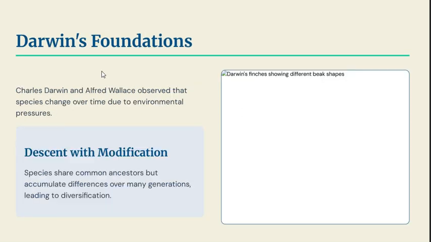But okay, so first you need to learn about Darwin. Charles Darwin observed that species, specifically finches, changed over time due to environmental pressures. And he talked about descent with modification, that species share common ancestors but accumulate differences over many generations that leads to diversification.